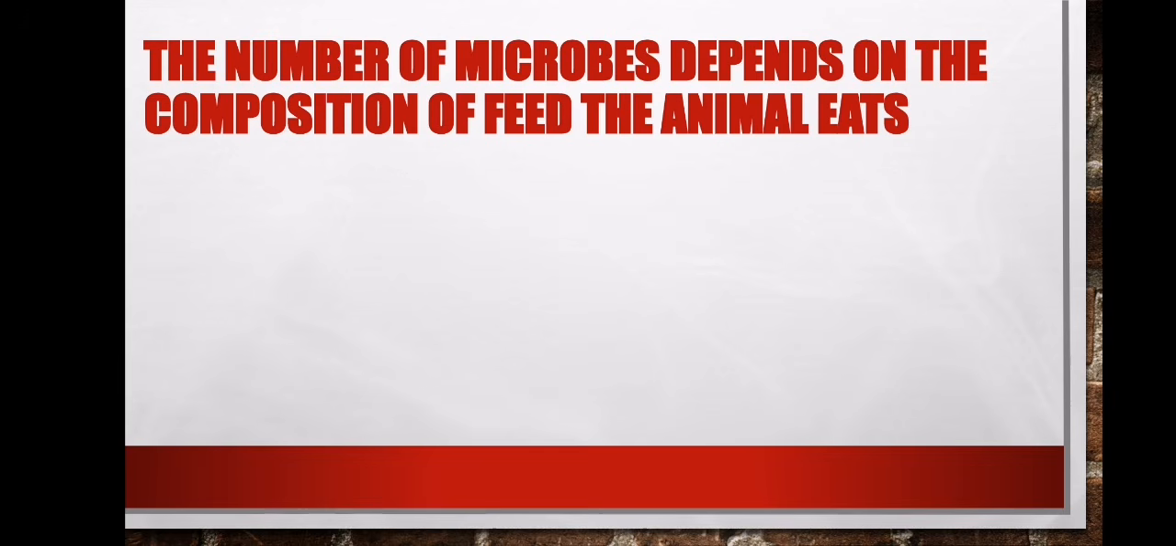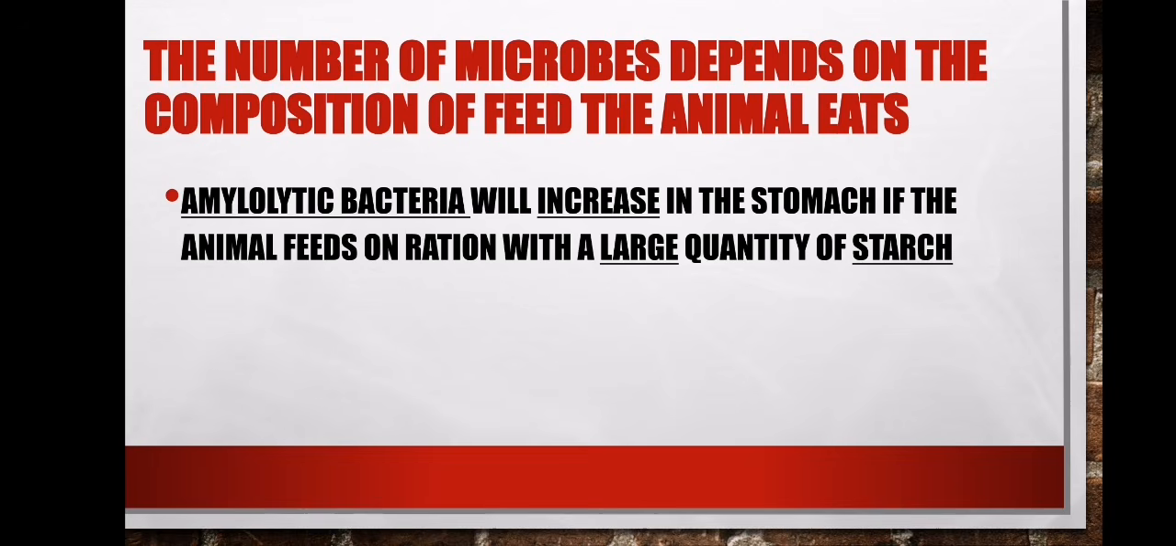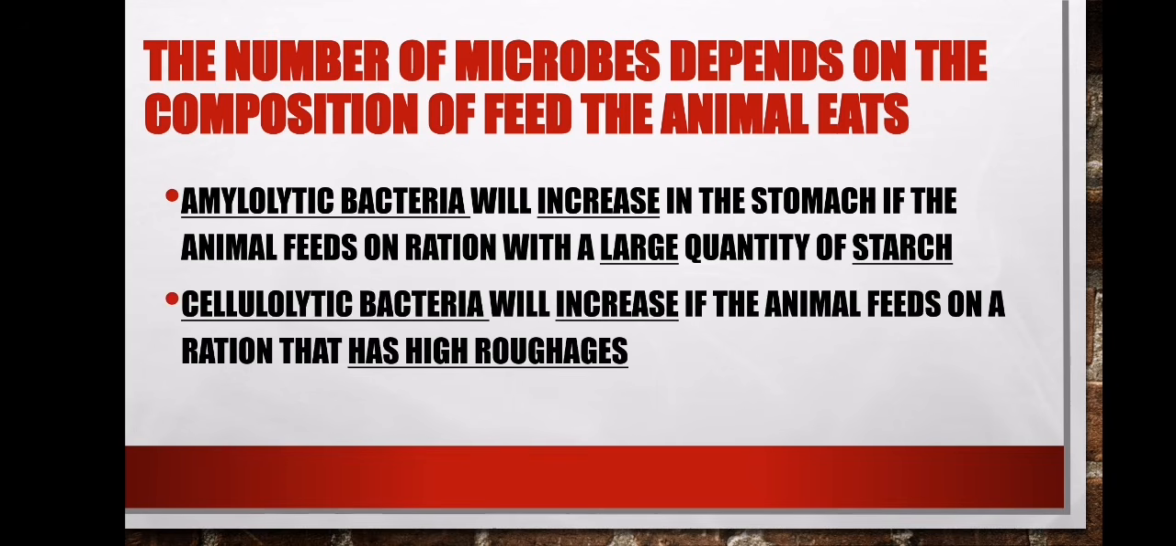If it eats more feed that contains proteins, the bacteria that digest proteins will be more in the stomach. Which are those bacteria? Proteolytic. Okay, fine. This is what we have. Amylolytic bacteria will increase in the stomach if the animal feeds on a ration with a large quantity of starch. Remember we said amylolytic bacteria digest starch. So once the animal eats feed with more starch, the number of amylolytic bacteria will increase in the stomach.